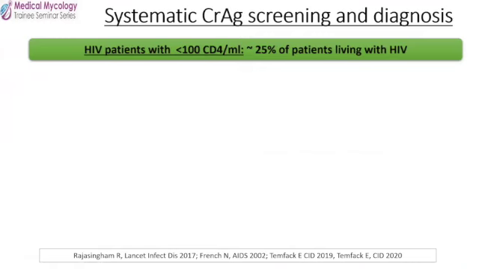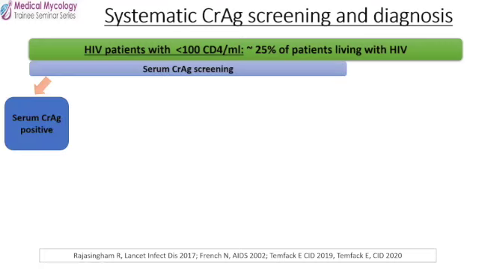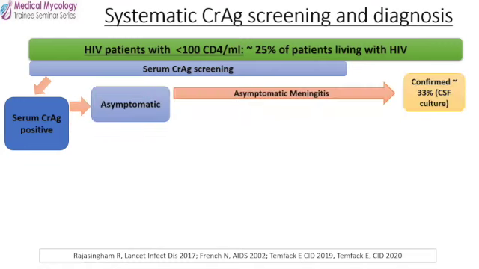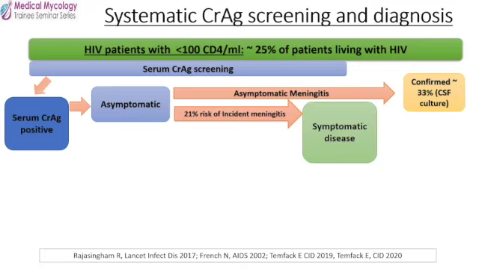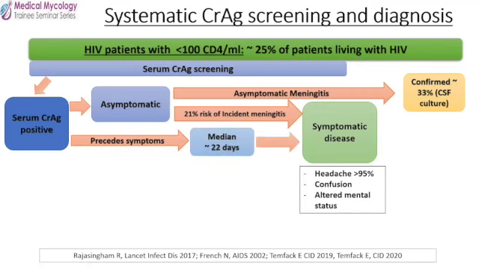So when we look at what screening of cryptococcal antigen can bring to our pragmatic approach in diagnosing the disease, we see that using serum CrAg screening among CrAg positive patients, as I already mentioned, 1 out of 3 already had evidence of cryptococcal meningitis in CSF. And the risk of developing symptomatic disease is about 21% within the first year of antiretroviral therapy. We also know that symptoms precede serum CrAg positivity by a median of about 22 days.